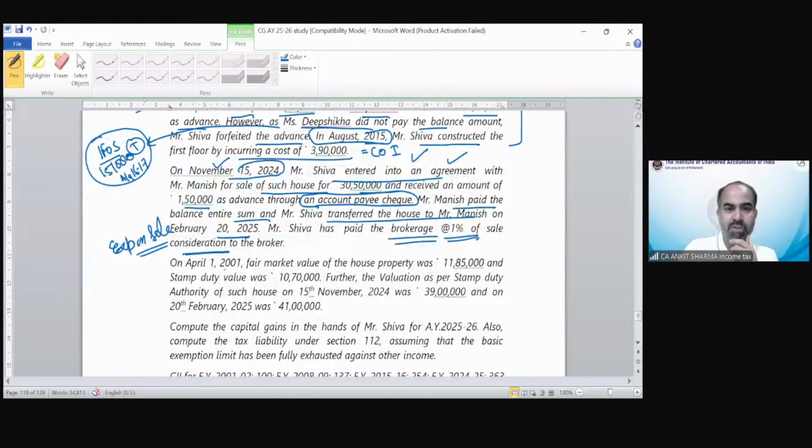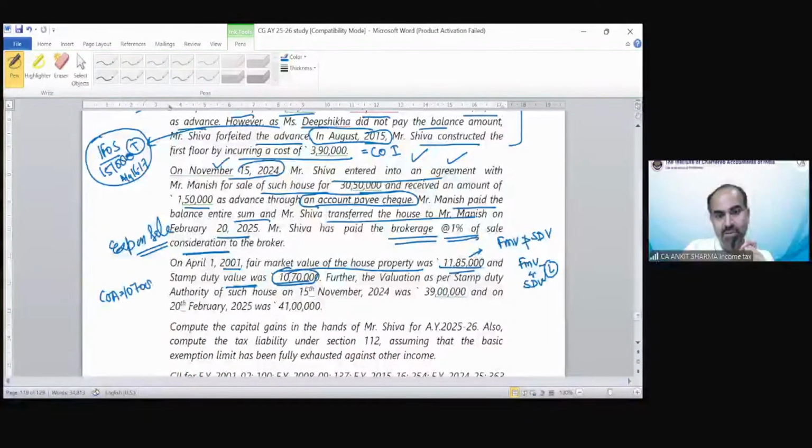On 1st April 2001, you can see the fair market value is given now. FMV of the house was 11,85,000 and stamp duty value was 10,70,000. You must remember the concept that in case of immovable property purchased before 1st April 2001, we need to take the FMV as your cost, but that FMV cannot exceed the stamp duty value. So we take whichever is lower. FMV is 11,85,000 but the stamp duty value is 10,70,000, so my cost would be 10,70,000.